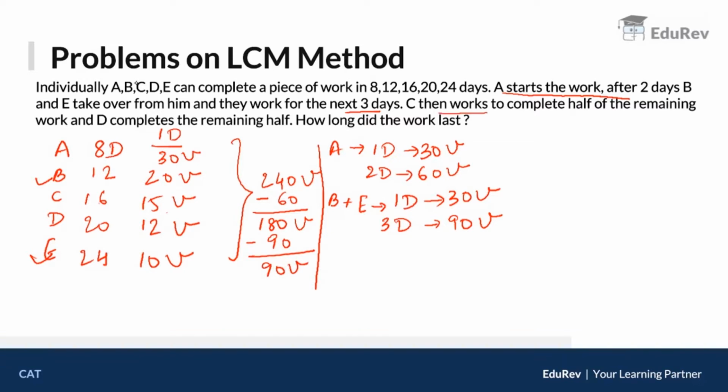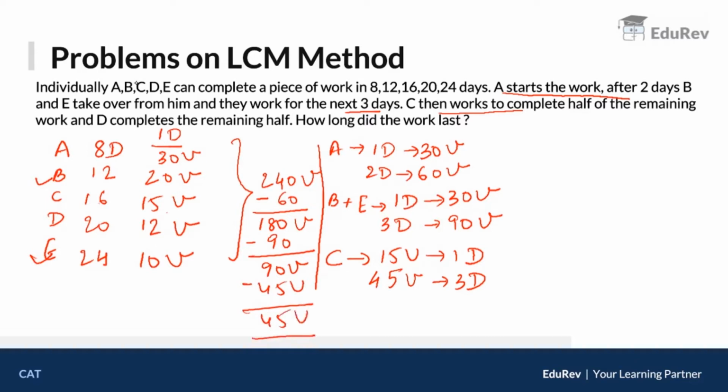Now C then works to complete half of the remaining work. So C works to do half of 90. So that is 45 units. Now look, C does 15 units in 1 day. So to do 45 units C will take 3 days because 15 threes are 45. So 45 units are done by C. You are left with 45 units.